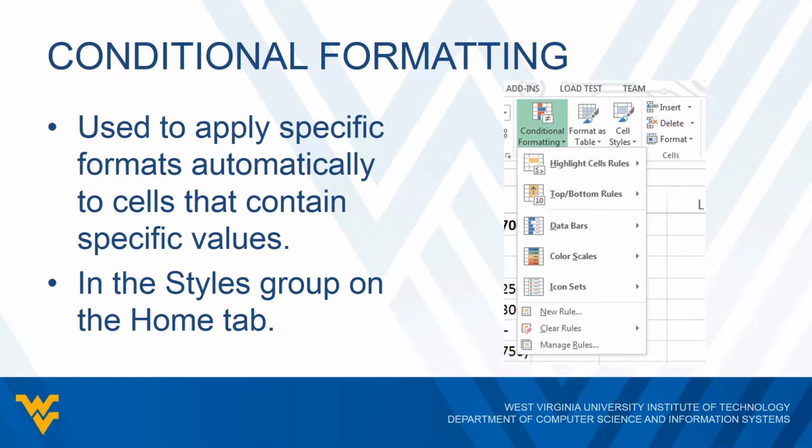On the right, I have a diagram that shows this. It would be this button right here that's selected, and you would get a drop-down menu of different options, such as the highlight cell rules, top-bottom rules, data bars, color scales, icon sets, and so forth. And we'll talk about each of these in more detail.